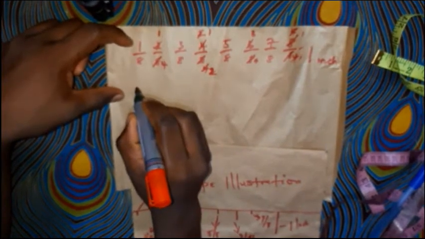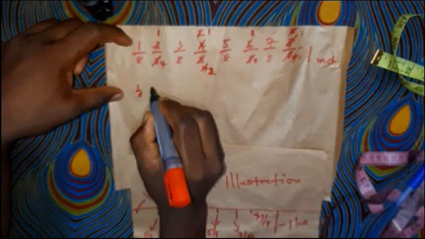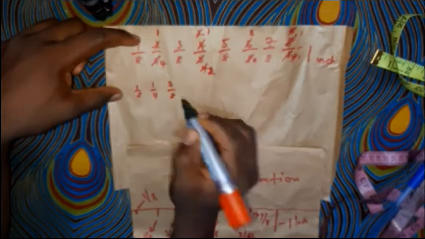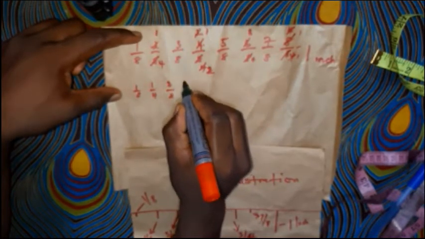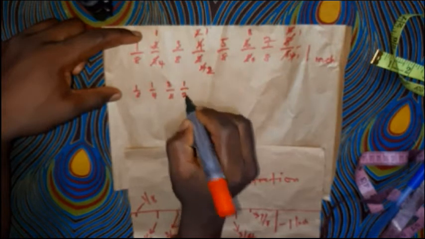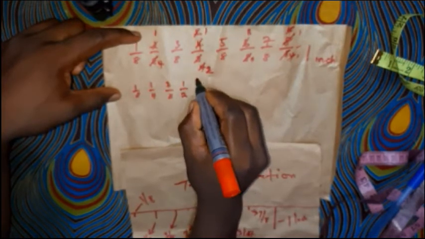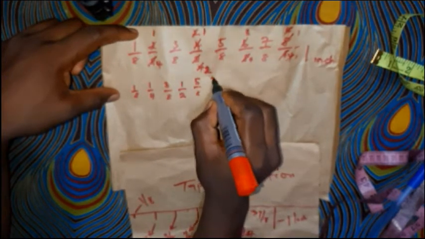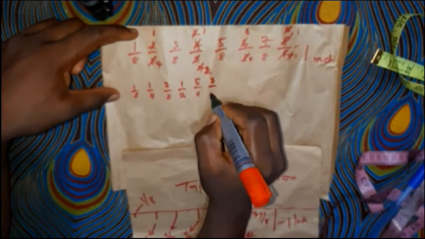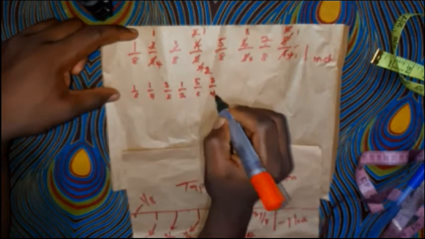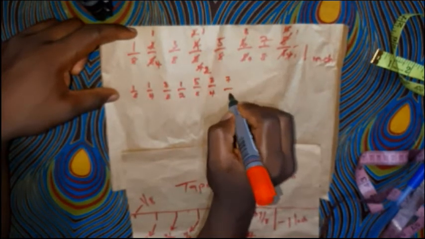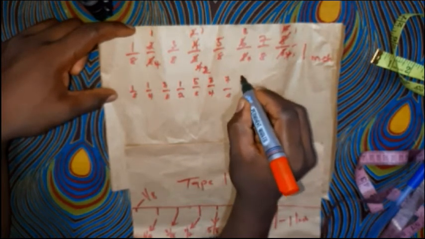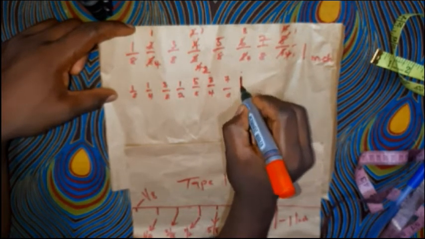So I will just bring down these numbers for clarity's sake. So this is 1 all over 8, 1 all over 4, 3 all over 8, 1 all over what? 2, 5 all over 8, 3 over 4, 7 over 8, and the last one is what? 1. You understand? So that's how I arrived at 1 inch.